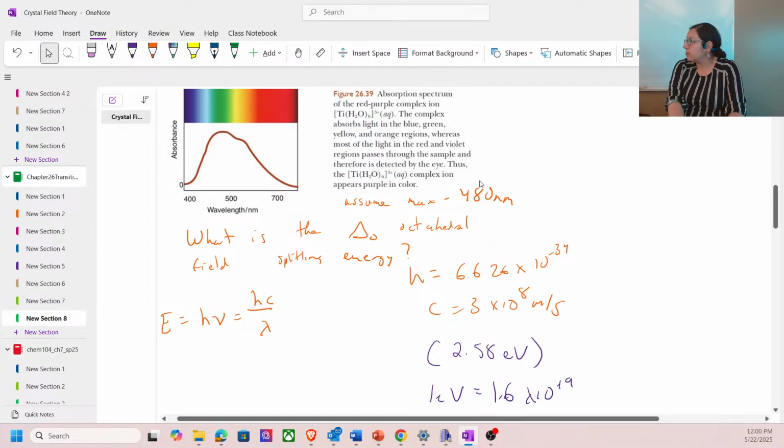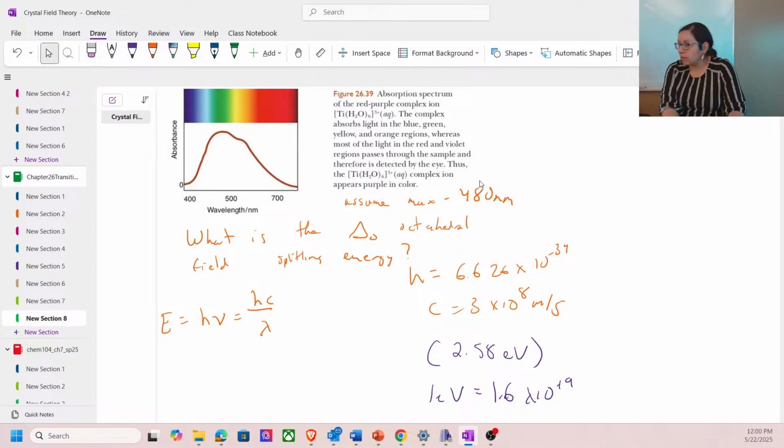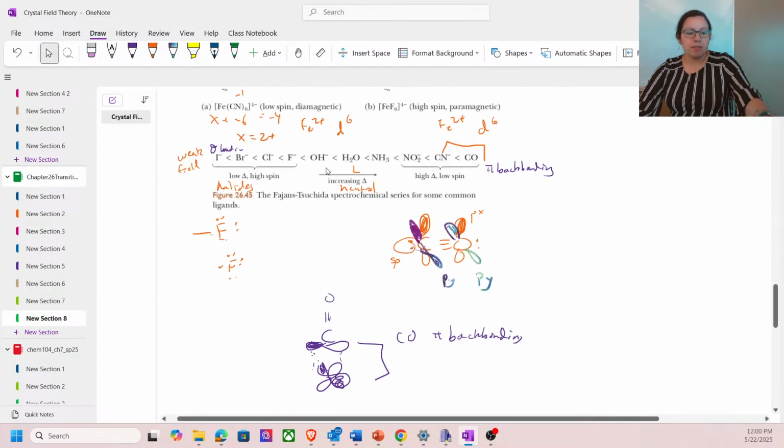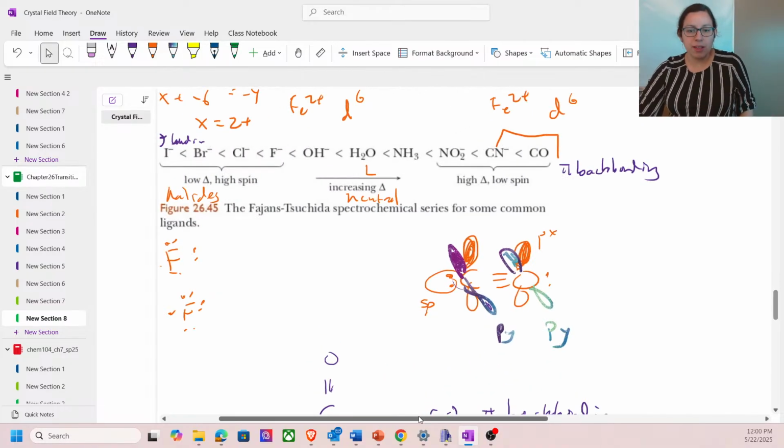Are we going to go into the spectrochemical series? I mean, that's what this is. That's all this. Yeah. So that's all we're going into.